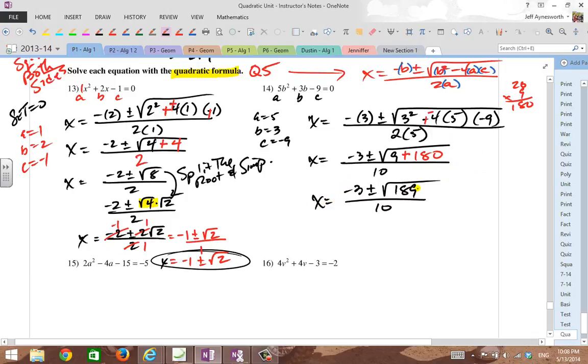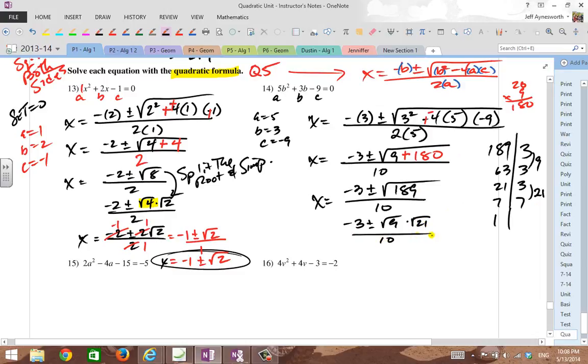It's too bad it's not 289, isn't it? Okay, let me see here. That's divisible by 3. 189 divided by 3 is 63. Divided by 3 is 21. Divided by 3 is 7. Divided by 7 is 1. So I see a square here. So, oops, that's incorrect. Let me change that. 7 times 3 is 21. So you got 21 times 9. So this can be factored. So negative 3 plus or minus root 9 times root 21, all divided by 10.